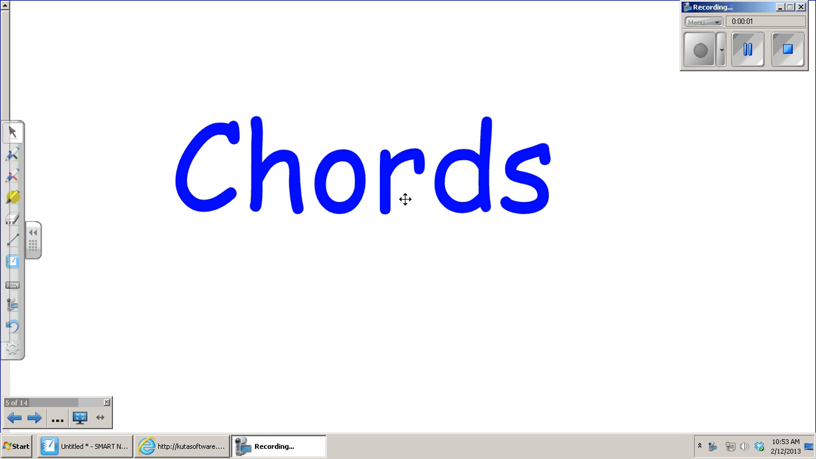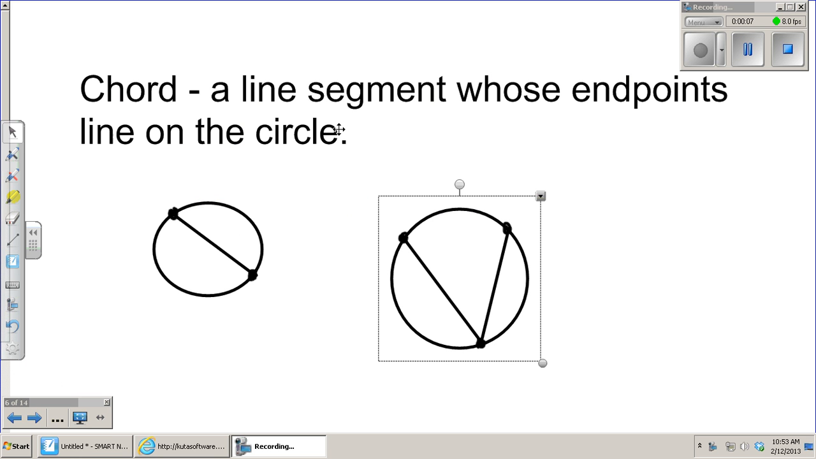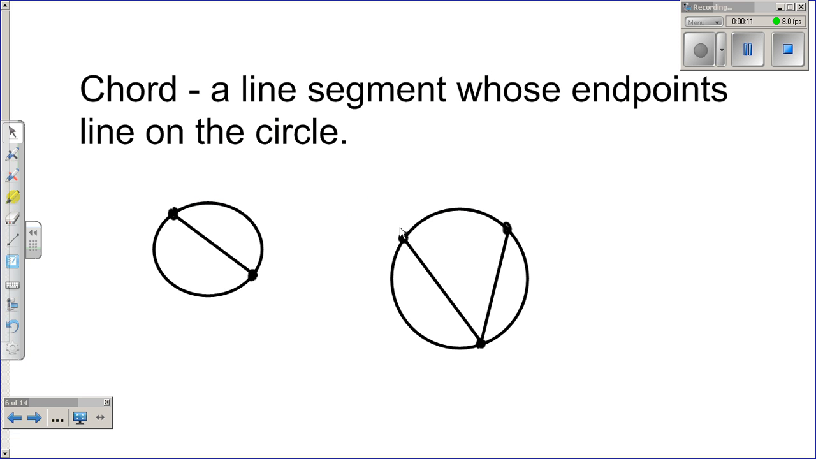Here's a lesson about chords. It's also going to be a lesson about central angles and inscribed angles. Let's take a look at what a chord is. A chord is a line segment whose endpoints lie on a circle.